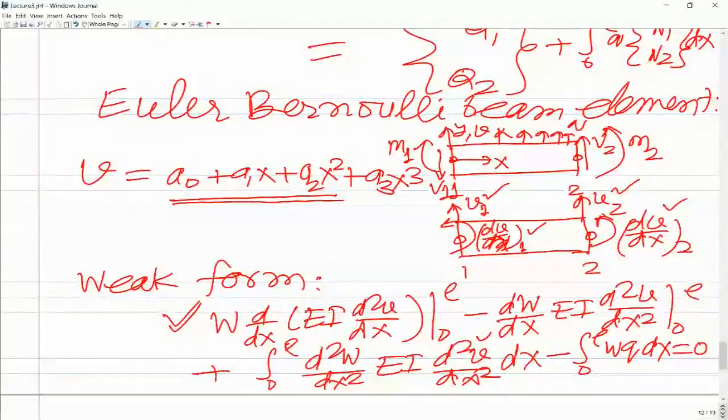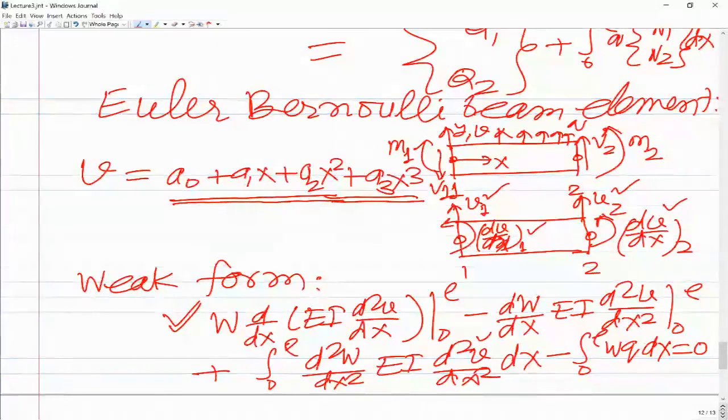So you should have 4 terms in the approximate solution, and these constants a0, a1, a2, a3 you express in terms of the v as well as dv by dx values at nodes 1 and 2. That is how you arrive at the Hermite interpolation functions for the Euler-Bernoulli beam element. Because of the compatibility requirement, that is, continuity of primary variables across the element, the Hermite functions are required for the Euler-Bernoulli beam element.